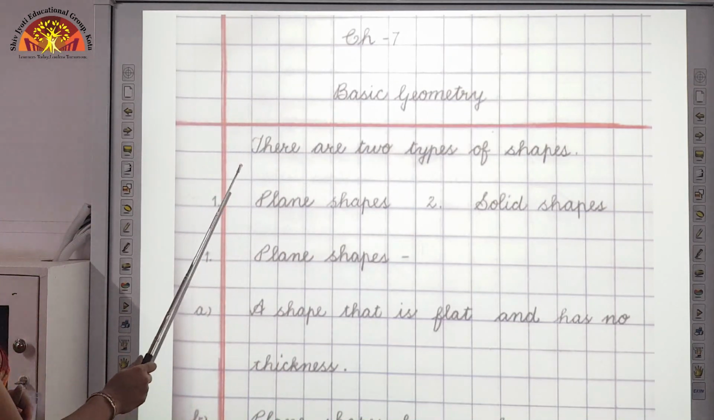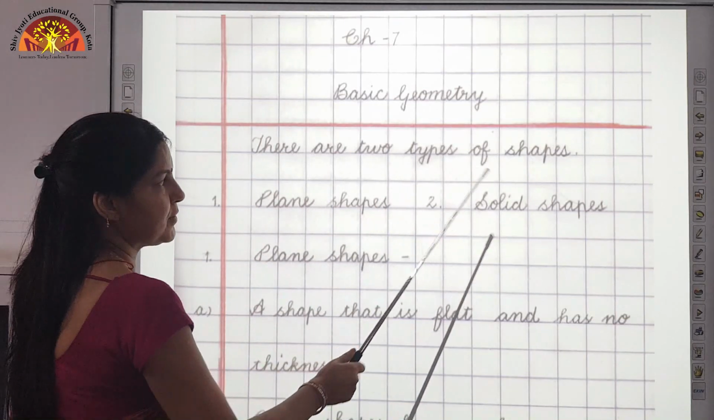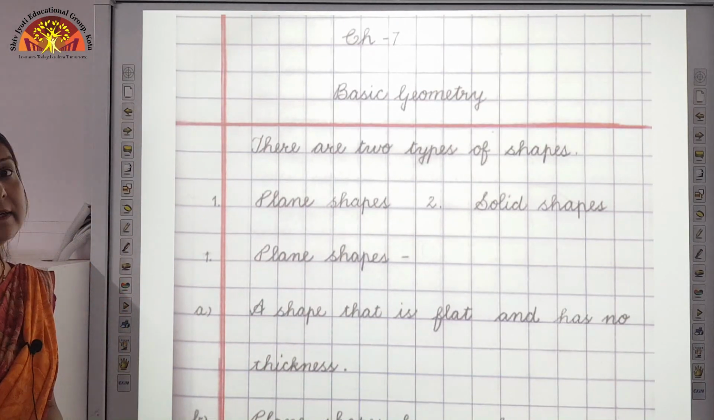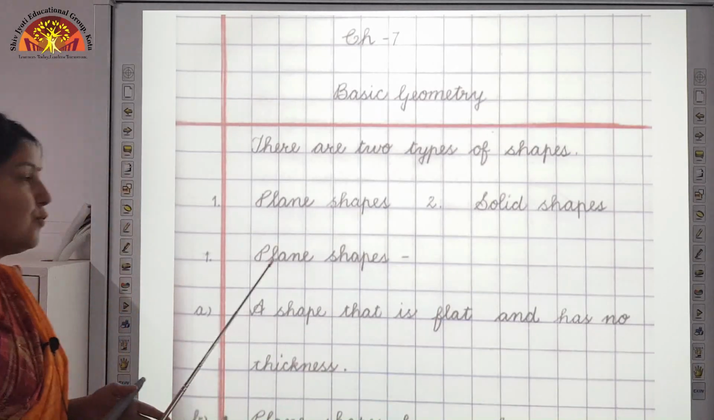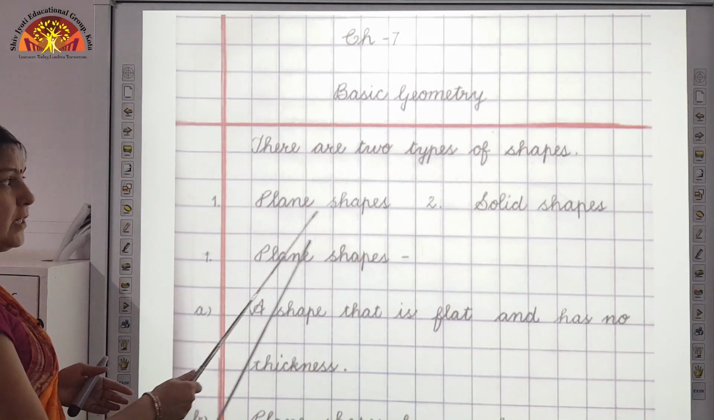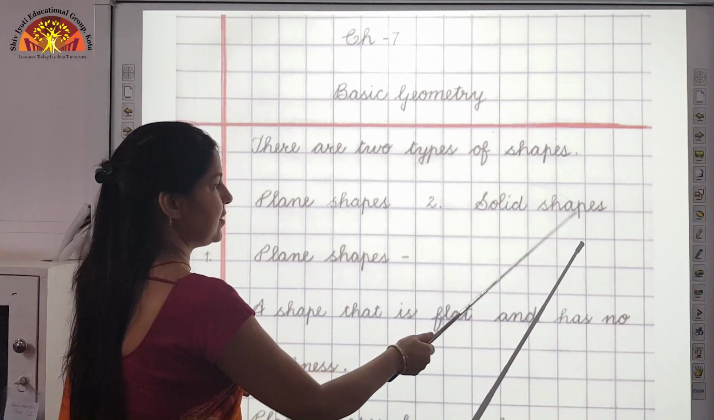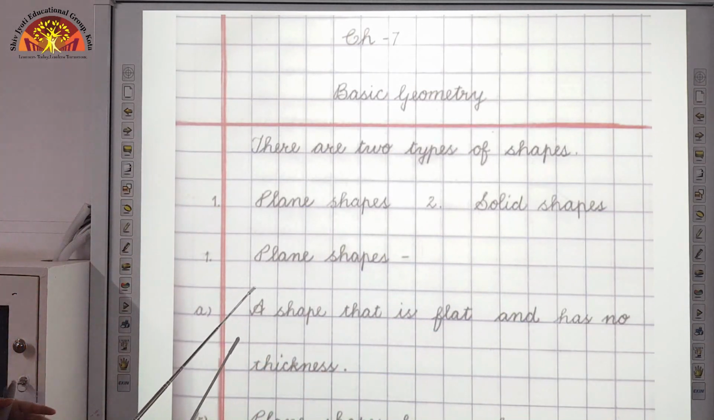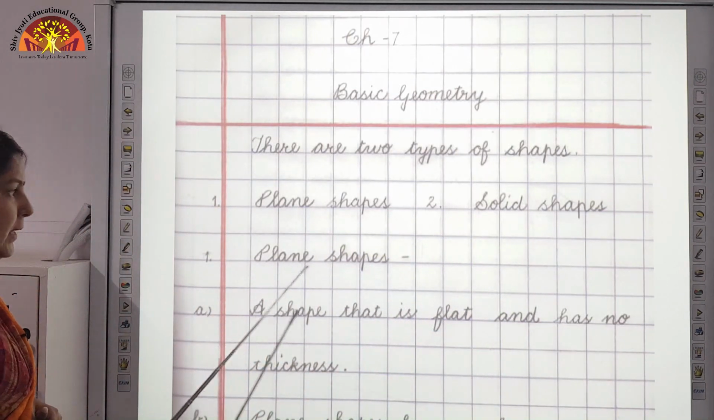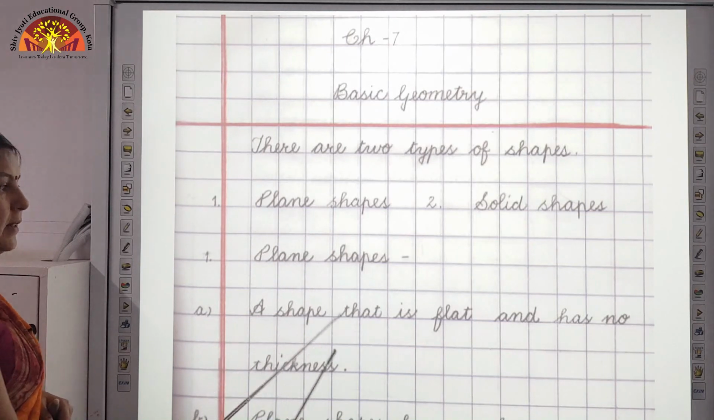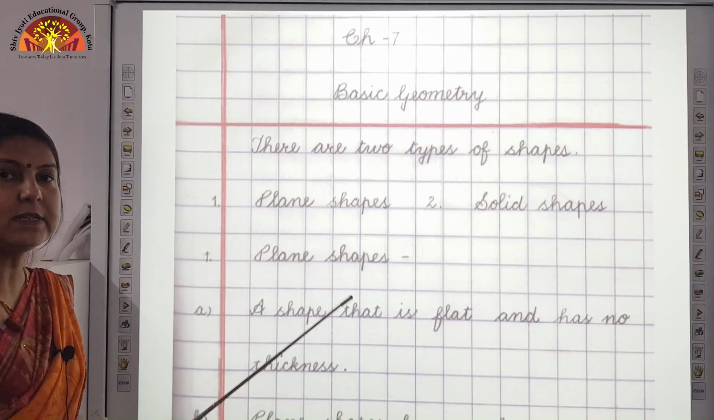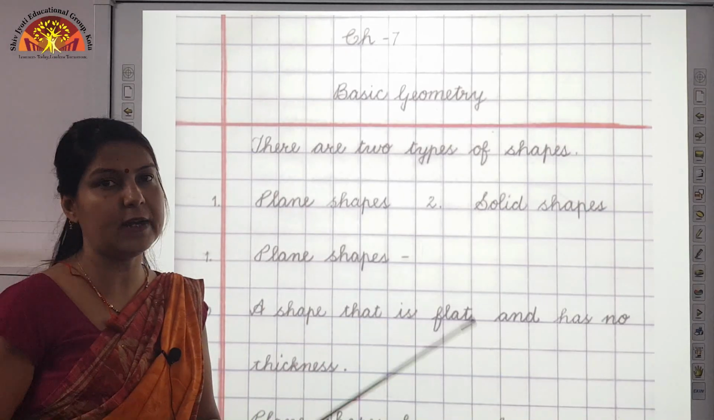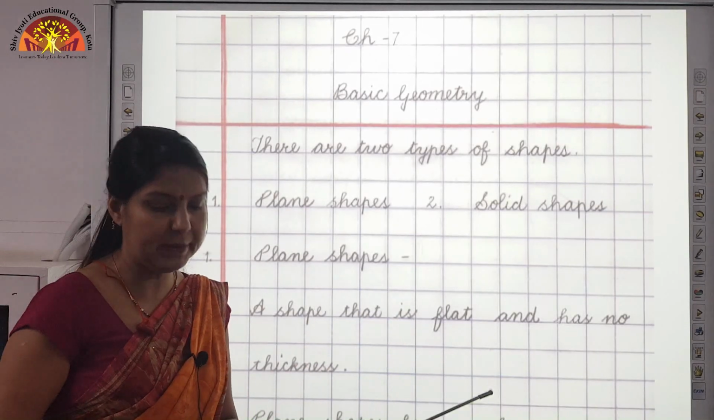Now there are two types of shapes. Children, we have studied that there are two types of shapes, plane shapes and solid shapes. So what are plane shapes? Look here, plane shapes, and the second one is solid shapes. First we will study plane shapes. A shape that is flat and has no thickness. The shape which has no thickness and which is flat, these shapes are called plane shapes.